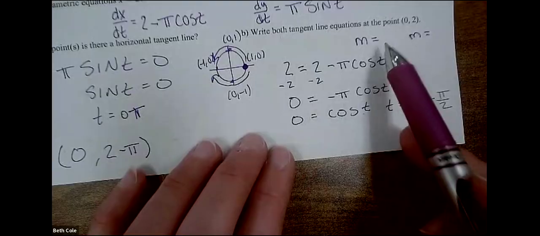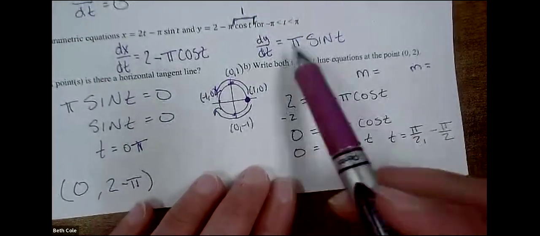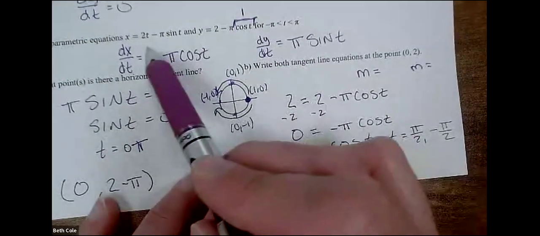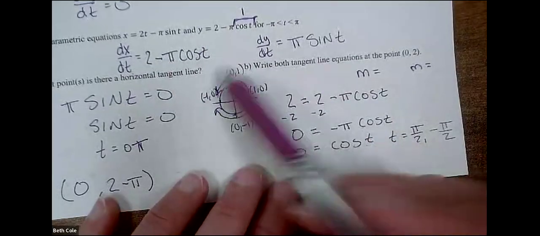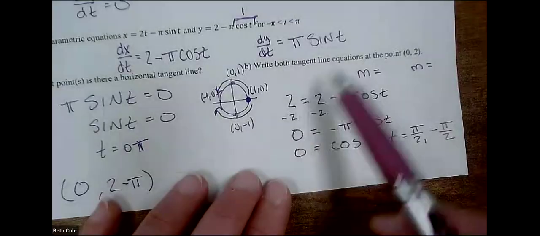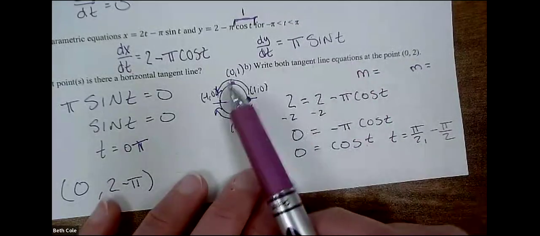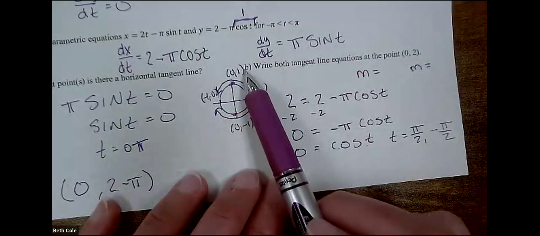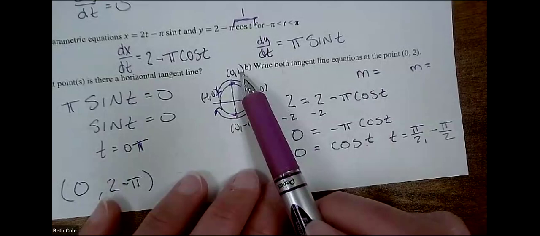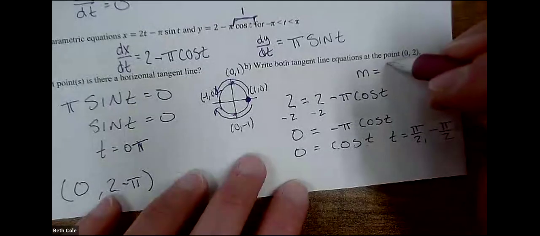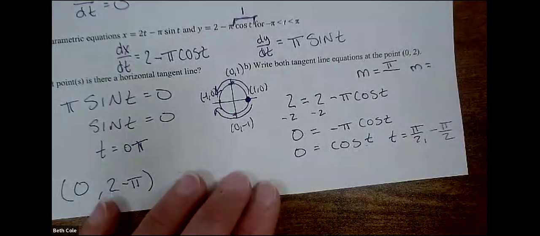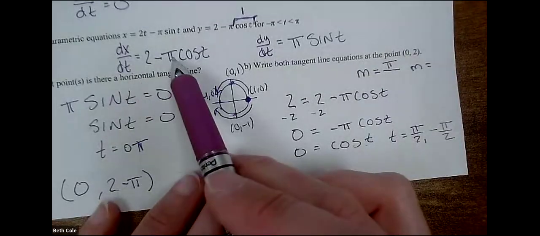Now to get our slopes, we're going to plug into our derivative, which is going to be dy/dt over dx/dt. I'm not going to write this over this. We have them both there. We can see it. All right, so let's try and plug in pi over 2. Sine of pi over 2 is 1, times pi is pi. So that's our numerator. dx/dt is the denominator.